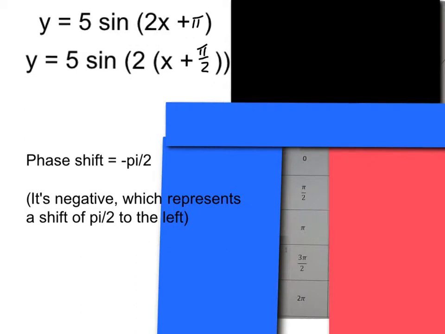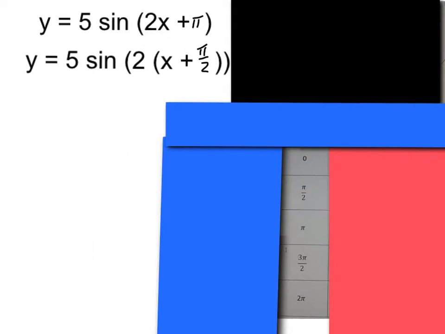For what we're doing, this rewriting is not necessary, but if you're asked about the phase shift or you're curious about the phase shift for some reason, writing it in this manner will tell you that the phase shift is pi over 2. Okay, so we're going to go ahead and graph.